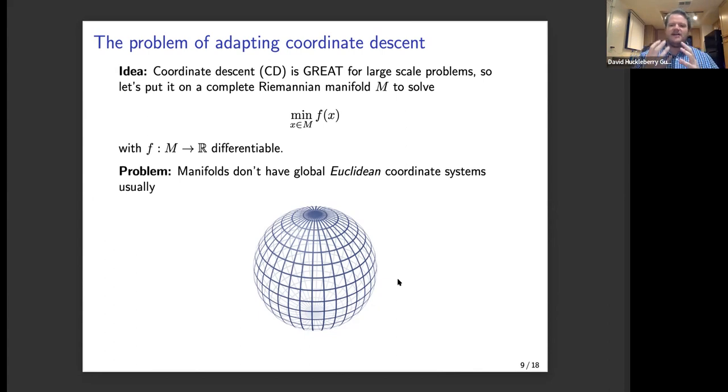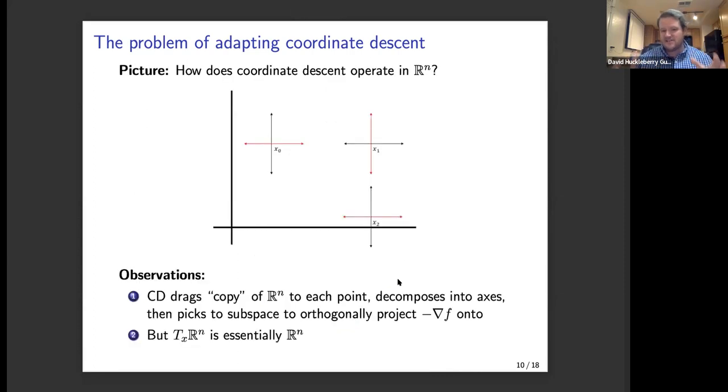So to think about how we might adapt coordinate descent to these globally curved spaces, let's think about what coordinate descent does in Euclidean space. What I basically do is I start off at, say, an iterate x0. I pick some little coordinate axes, some little subspace at that x0, and then I move along that subspace and I end up here at X1. And then I pick another subspace, and using the gradient, I figure out whether I move up or down, and that takes me to the second iterate. And then I pick another one of these little coordinate block subspaces, move along that, and I get X3, X4.